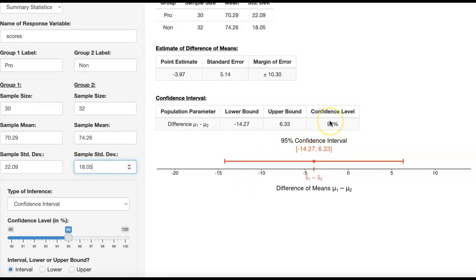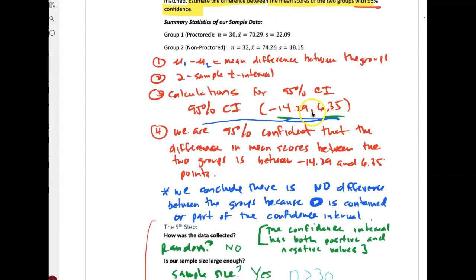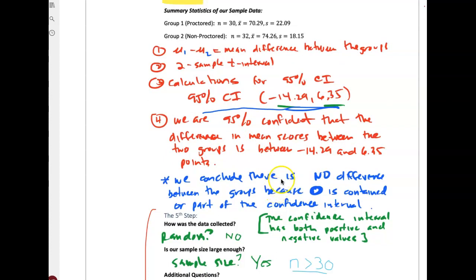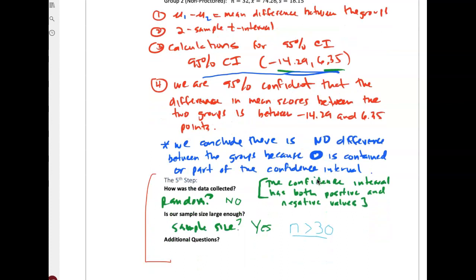And it was a 95% confidence interval, so we make sure we had that confidence level there. Again, that's what leads us to these values, and we're not hand calculating it. We are 95% confident that the difference in mean scores between them is between these two numbers. We conclude there's no statistical difference between the groups because 0 is contained in the confidence interval.